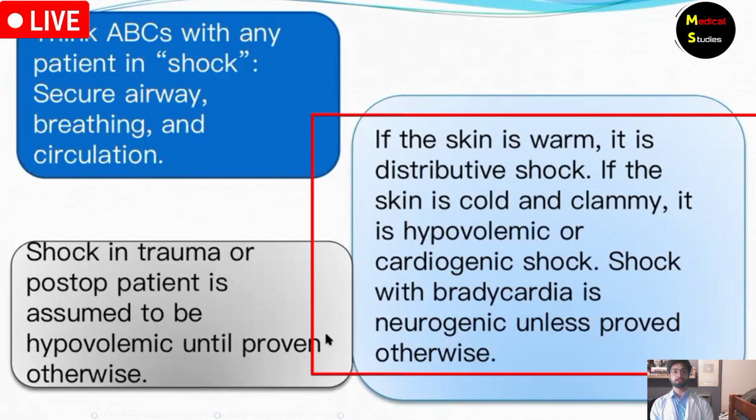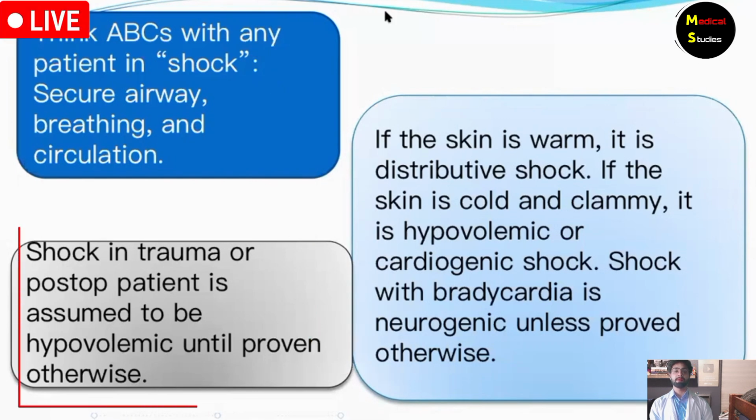All three types of distributive shock have this feature. Similarly, on the other hand, if the skin is cold and clammy, meaning sweaty, then it is hypovolemic or cardiogenic shock, where peripheral vasoconstriction occurs. Remember, this vasoconstriction is the cause of cold and clammy skin. Clammy means sweaty.